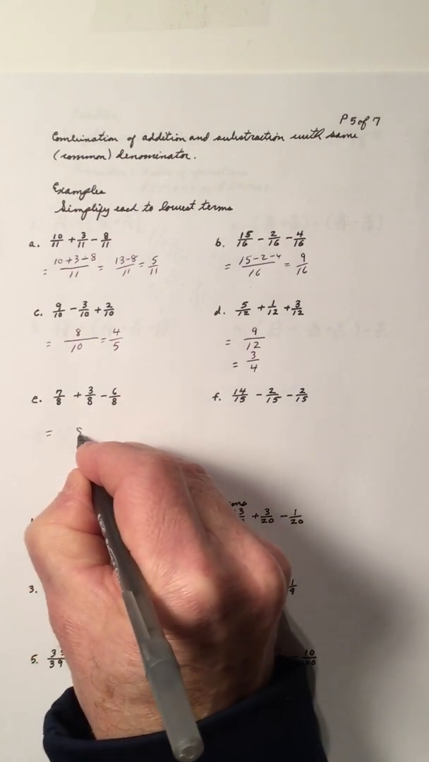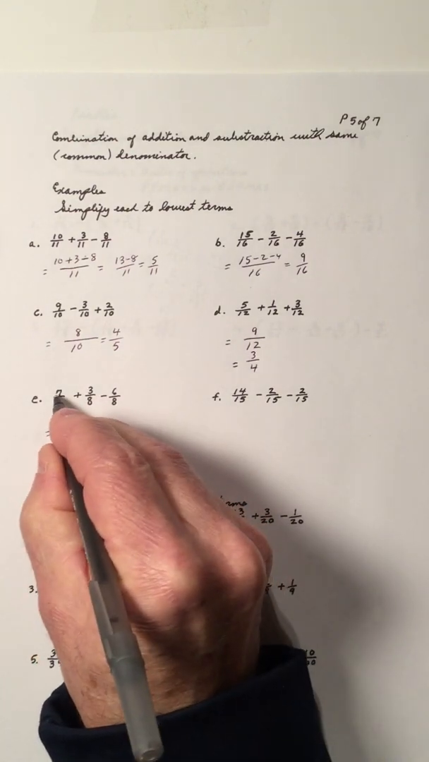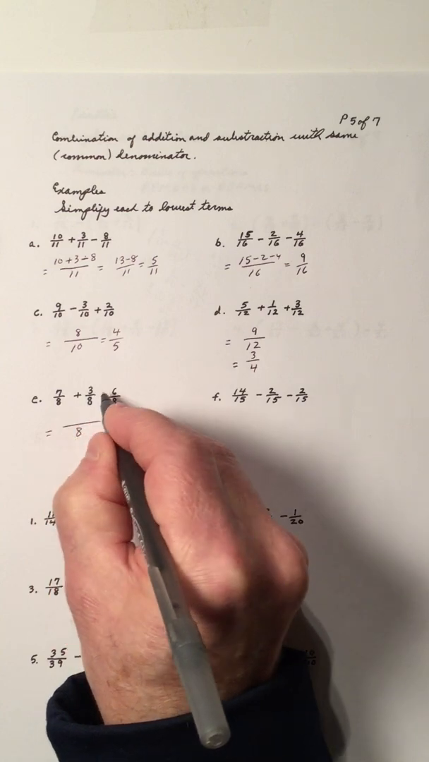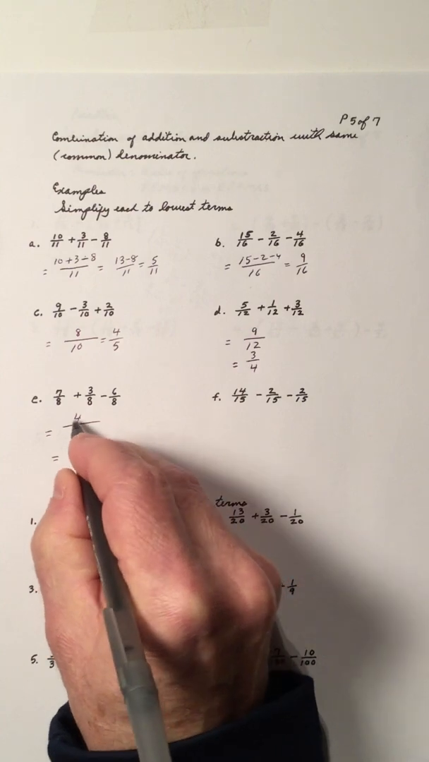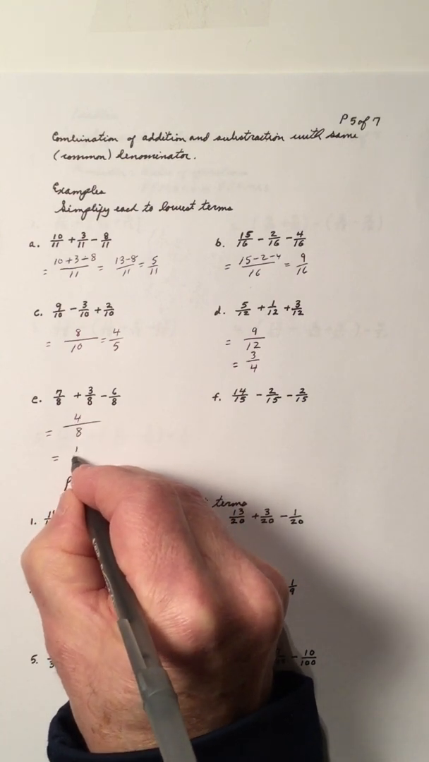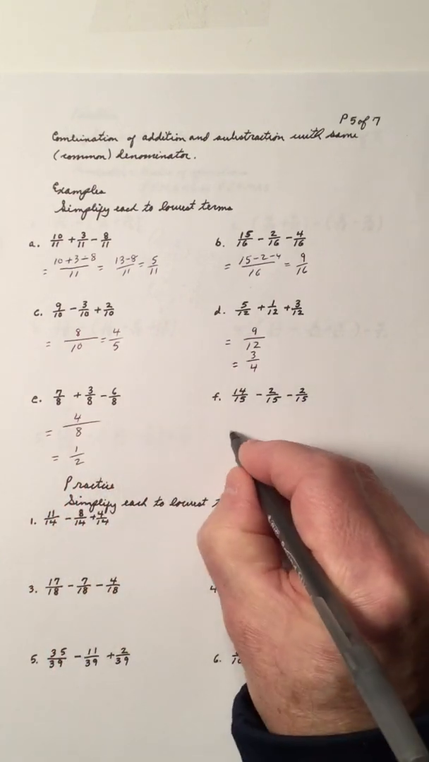8 is your common denominator, so 7 plus 3 is 10. 10 minus 6 is 4. And 4 is your GCF. 4 into 4 goes once. 4 into 8 goes 2.